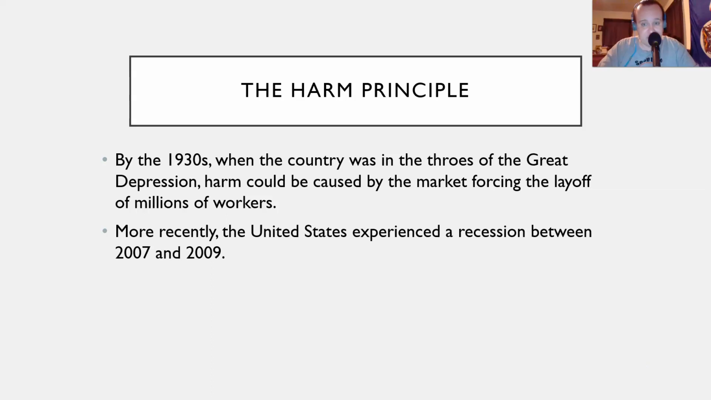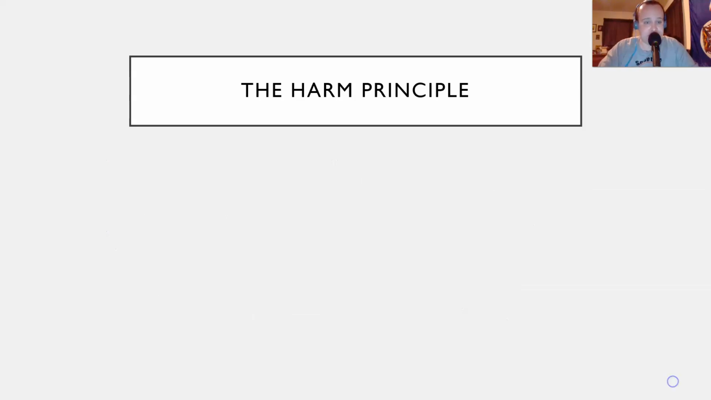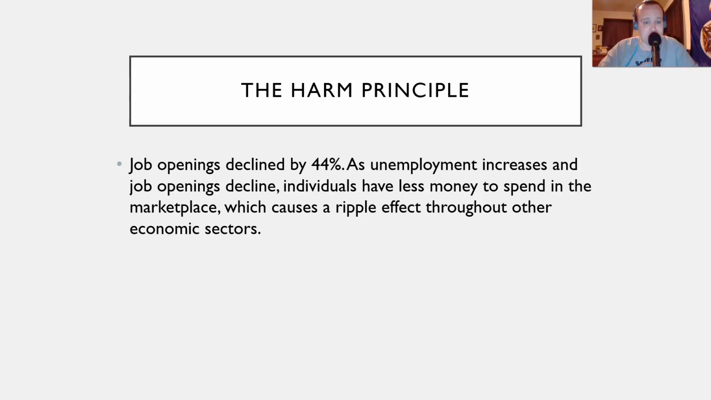The United States experienced a recession between 2007 and 2009. We went through one just recently at the start of the COVID-19 pandemic. Some would say we're still in it. So, the definition of harm has expanded as we've grown as a society, is what you need to take away from this.